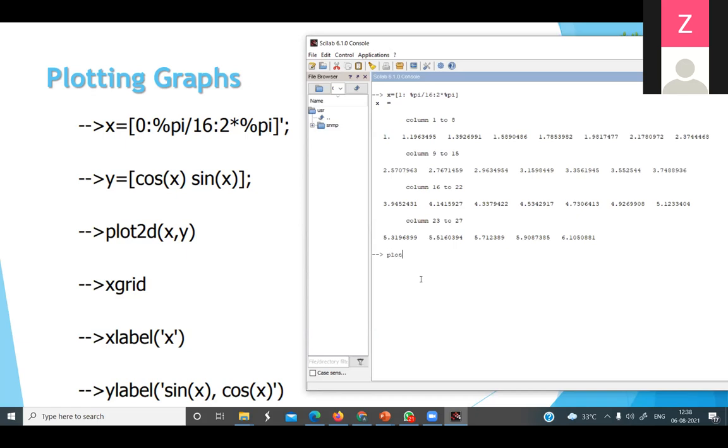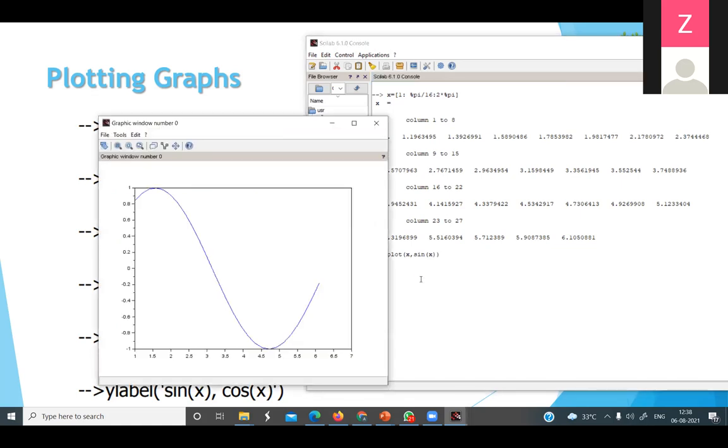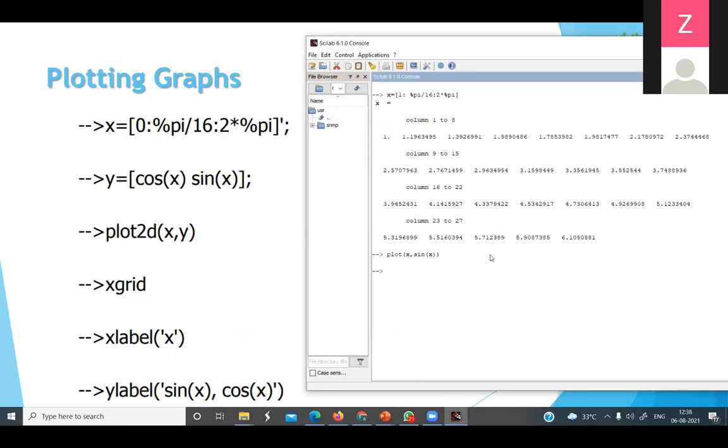Plot x comma sine x. And let us try to plot both the graphs, sine and cos.